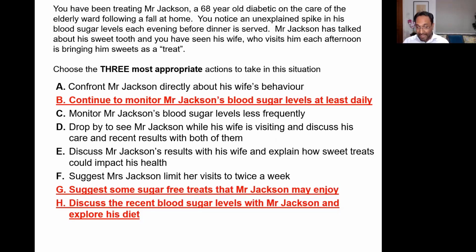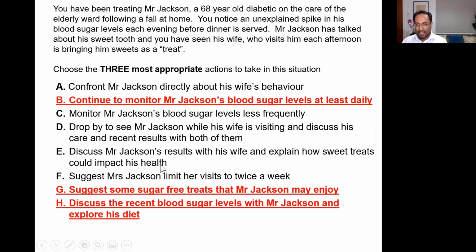Okay. And suggest some sugar-free treats. Mr. Jackson, well, look, as you've got a sweet tooth, these are some things that might give you that craving for something sweet, but because they actually haven't got sugar, they shouldn't affect your blood sugar in the same way. And continue to monitor his blood sugar levels at least daily. Does that make sense together? Absolutely. Does it deal with the situation as best as you can as a combination? Yes. That's how you know you've got it right and you're going to get full marks.